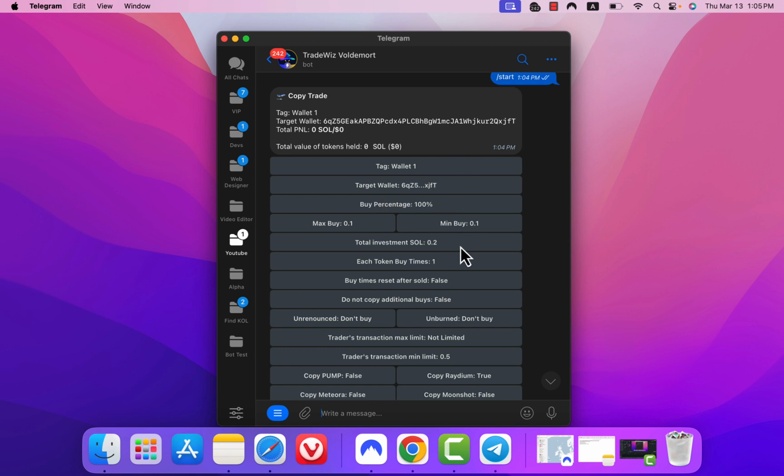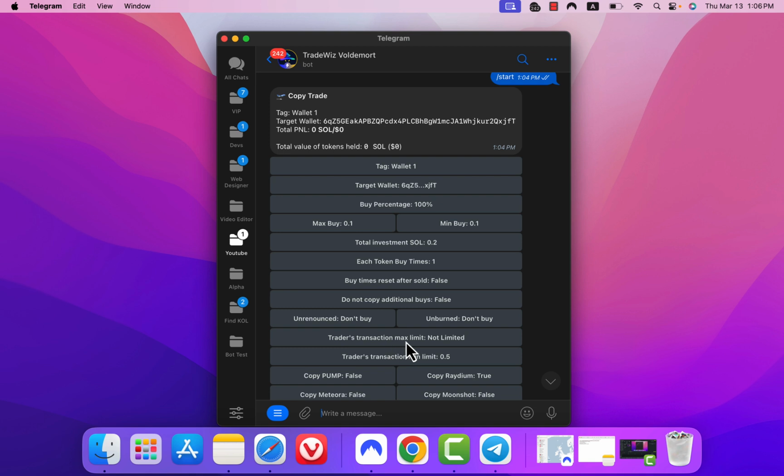This is actually very important for money management. You can set this 3 times higher than this number or 2 times higher. Since I only started with one SOL, I decided to stick with 2 times higher than this number. For each token buy times, set this at 1. Buy times reset after sold, false. Do not copy additional buys, false. On renounced and unburned tokens, we don't want to buy them. This is very important because this is a security feature.